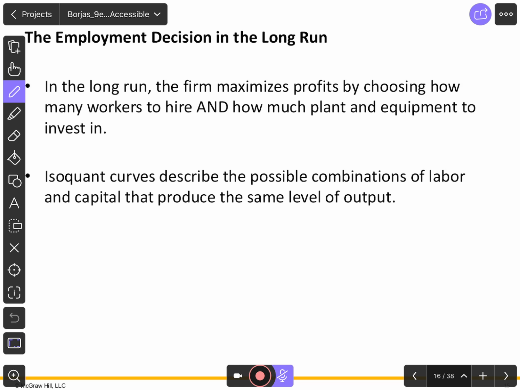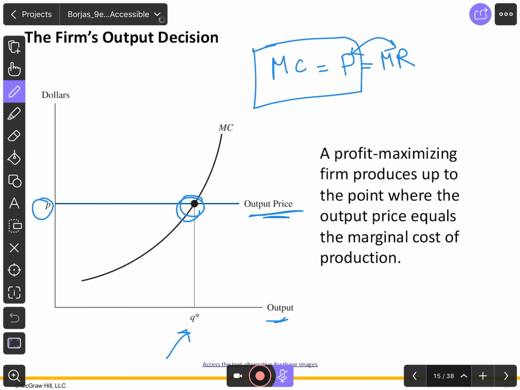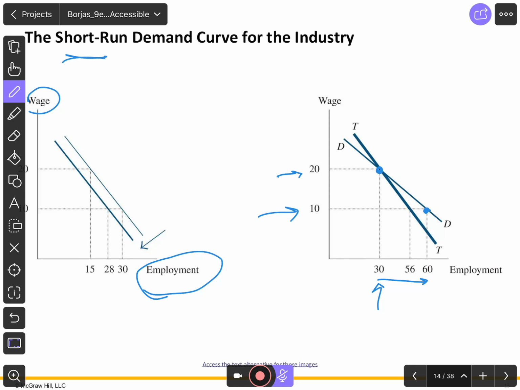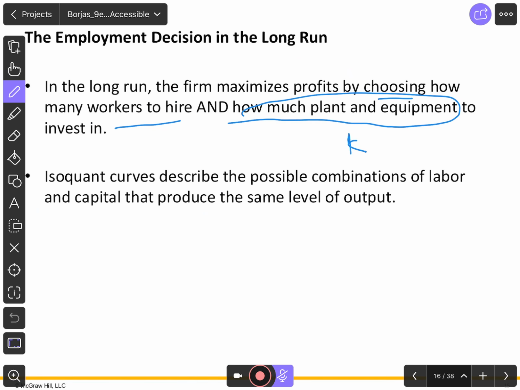Okay, and in the long run, they're also going to be maximizing their profit by choosing how many workers to hire and how much plant and equipment. So the K is going to change in the long run. Anytime we are just talking about the short run, remember, here we have the short run. We didn't have any capital in our decision here. It's just all about workers. But whenever we talk about the long run, and there is no specific cutoff between the short run and the long run, but it's usually 5 years, there is a change in plants and equipment. So now we will start to change capital in the long run.